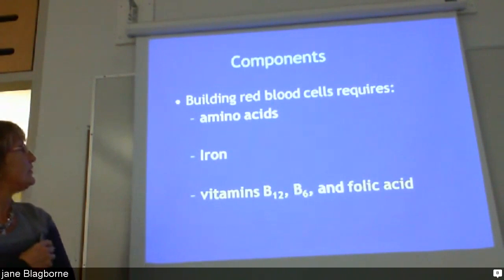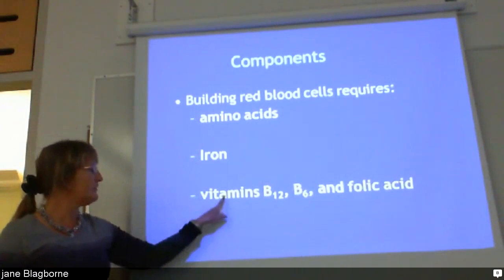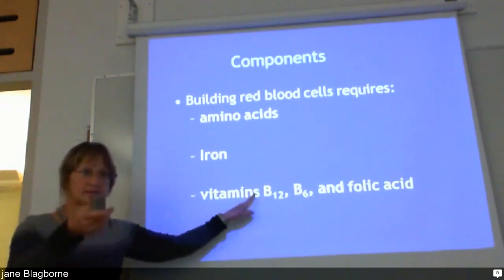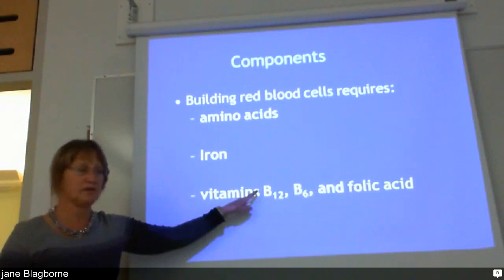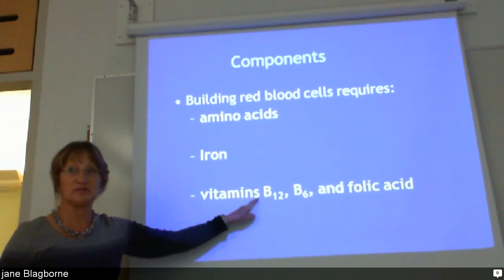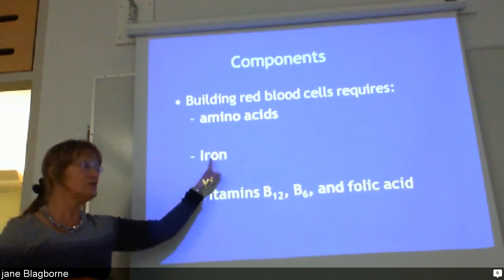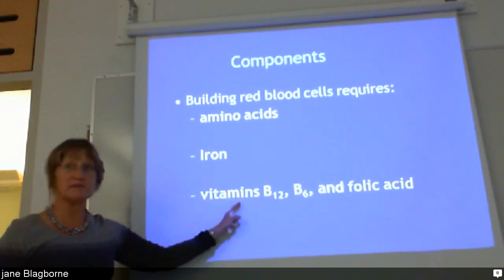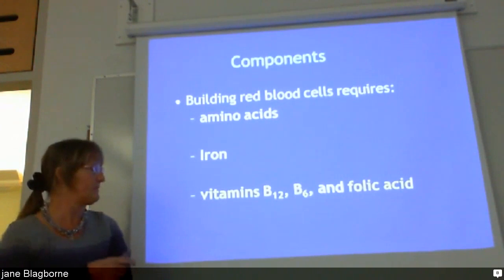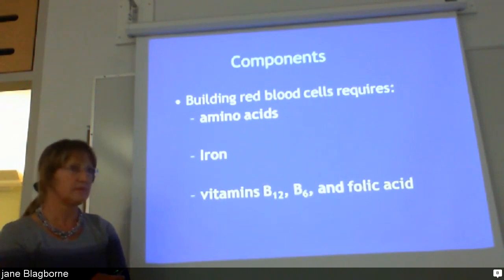Building red blood cells requires amino acids and iron, vitamin B12, B6, and folic acid. These are really important because, as Danielle and I were talking about with B12, you have to have B12 injections if you're not absorbing B12 properly, to allow you to absorb iron. So oftentimes, especially in long-term care units, you will be giving B12 shots. It's usually once a month you give them.